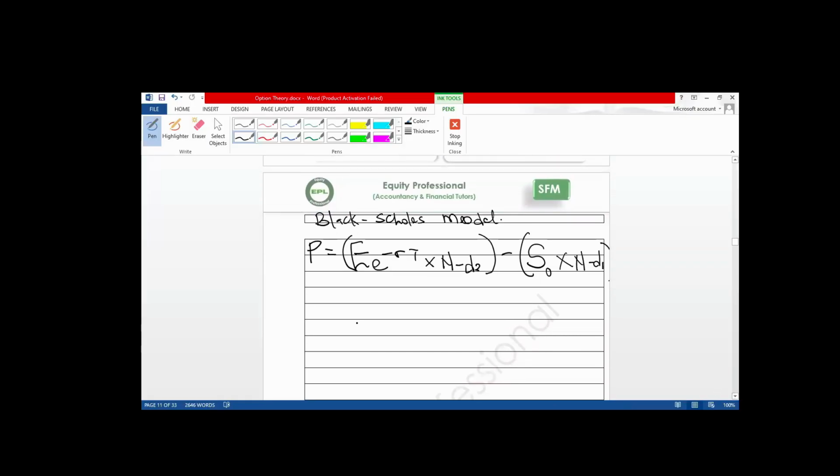Now your variables. X0, current share price. That is the asset. The asset is your shares. What is the current share price? 3 naira 60 kobo.